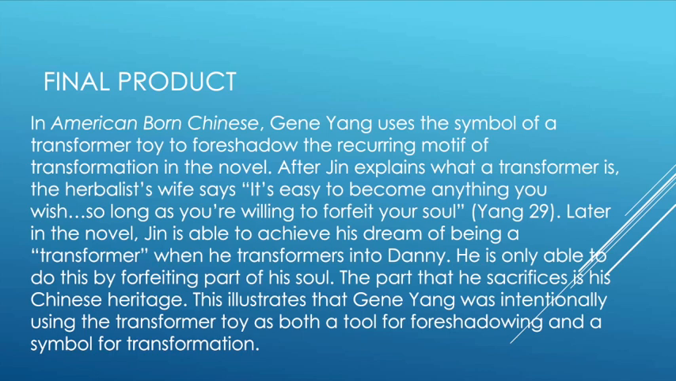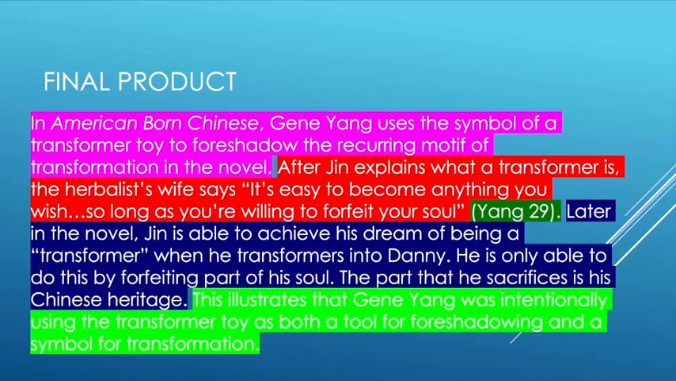Later in the novel, Jin is able to achieve his dream of being a transformer when he transforms into Danny. He is only able to do this by forfeiting part of his soul. The part that he sacrifices is his Chinese heritage. This illustrates that Gene Yang was intentionally using the transformer toy as both a tool for foreshadowing and a symbol for transformation. If we look here, I've highlighted all the different parts of the paragraph.